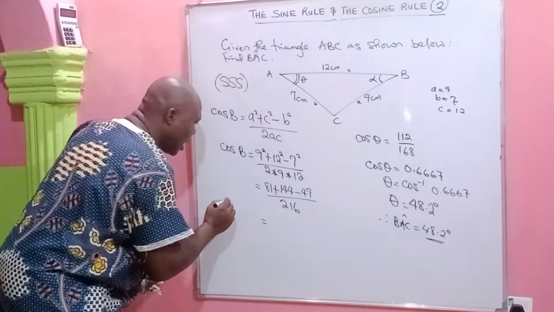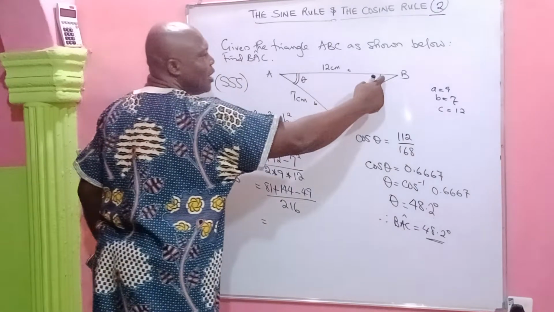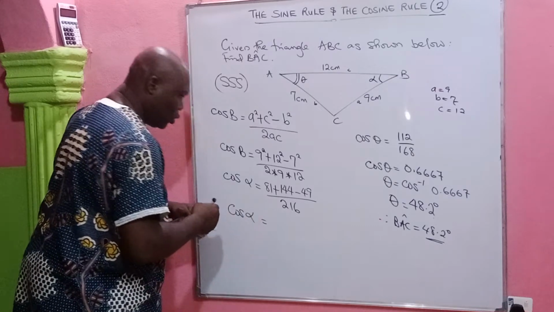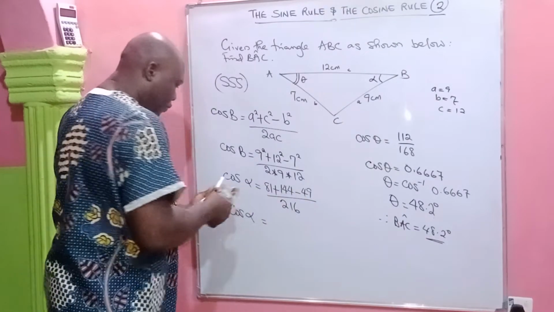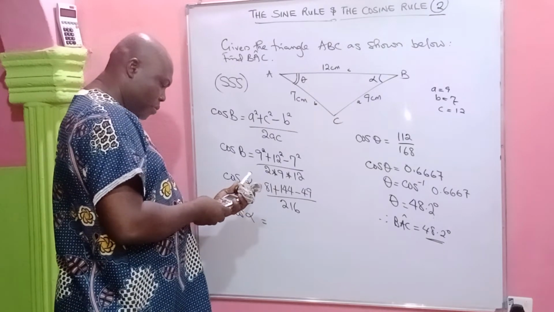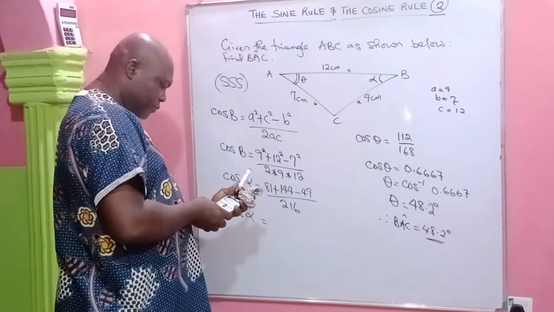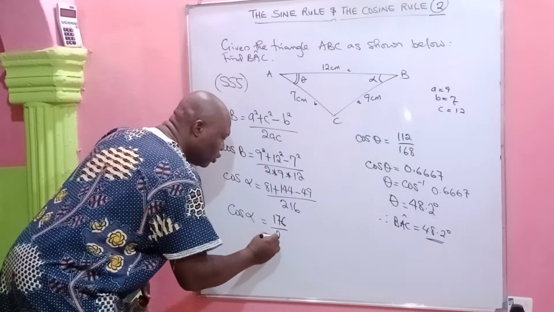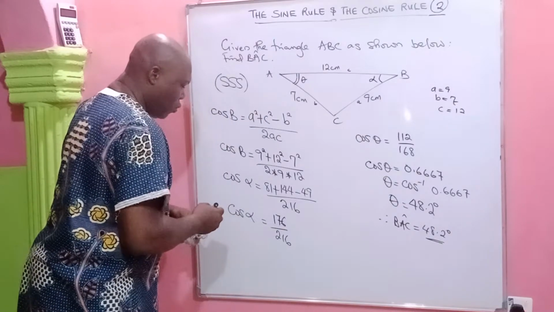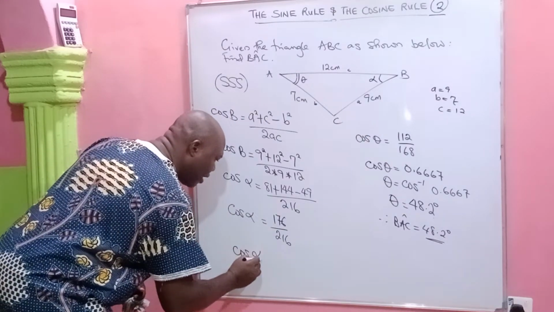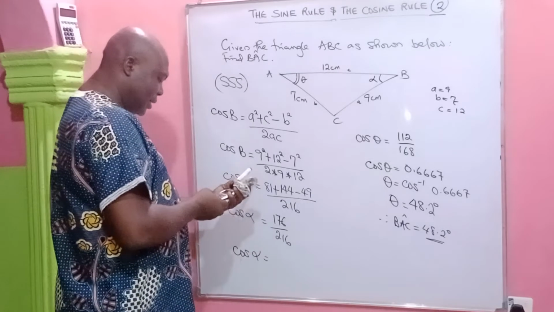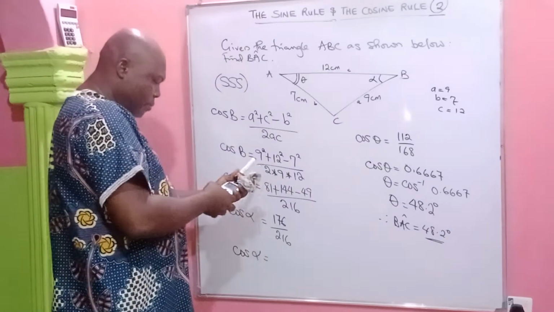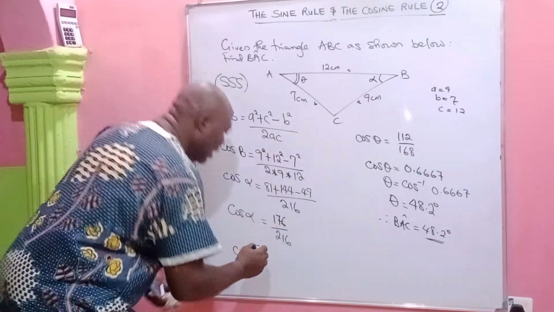So we are simply going to have the cos of the angle at B, which is alpha, will be equal to 81 plus 144 minus 49. That will simply give us 176. So we divide by 216. Now we have the cos of alpha equal to 176 divided by 216, which will give us 0.8148.